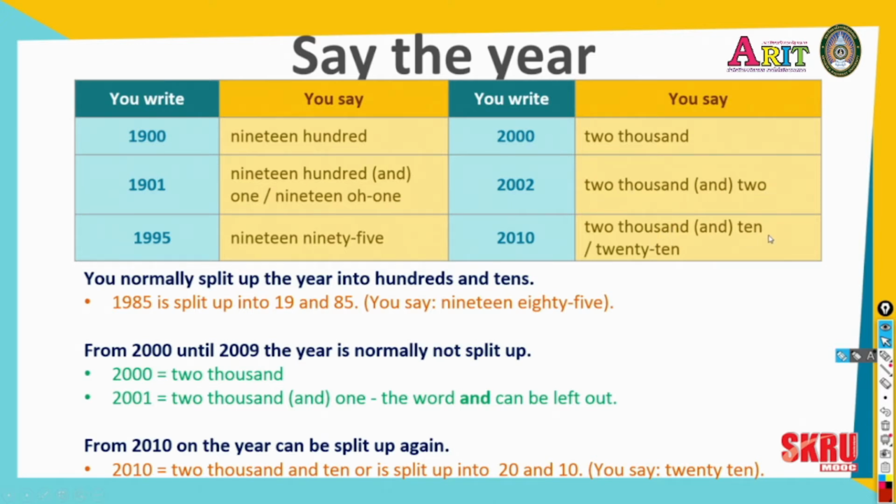2002. 2010. Normally, with 2000 until 2009, we don't split the year. We just say 2001, 2002, 2003. After 2010, we can split again. 2010, 2011, 2021. But it's still most common to say 2021.